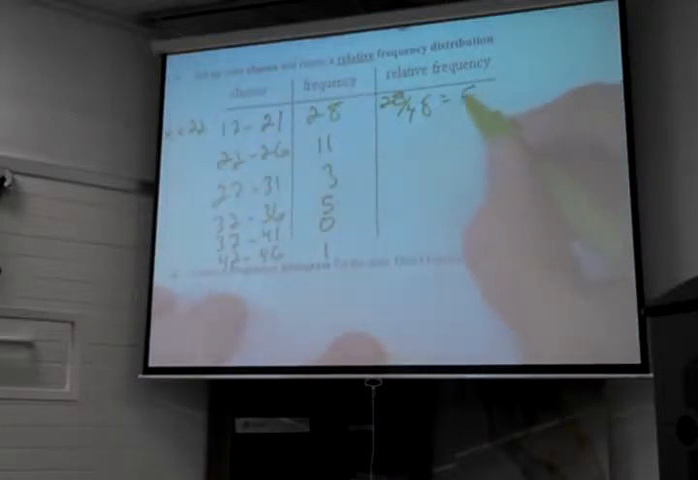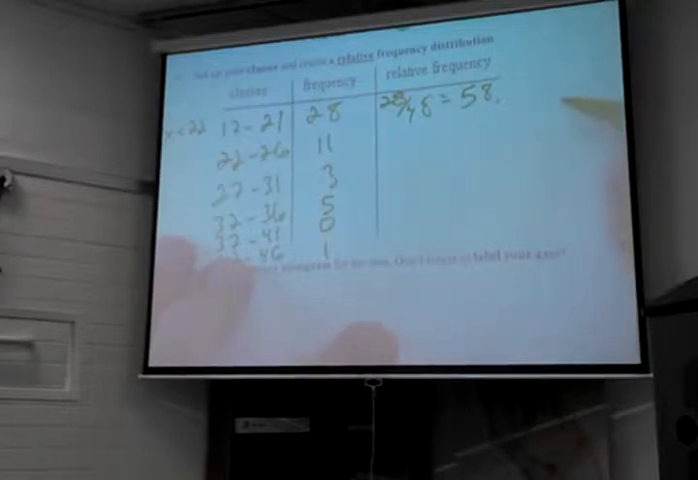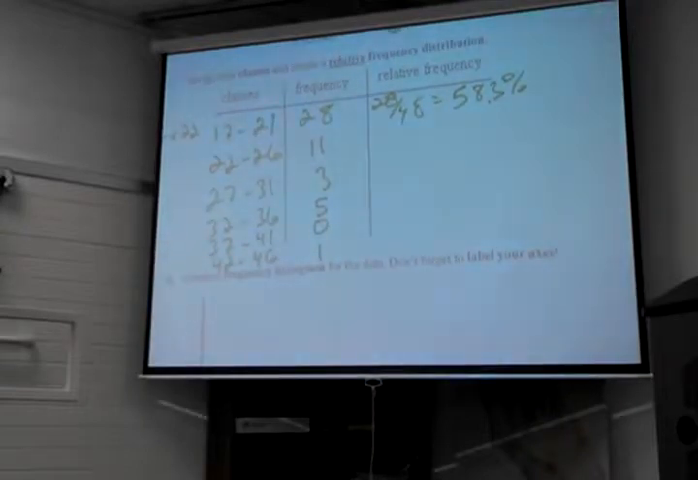58 point... No, 0.58. Sure. To make it into a percentage, I'm going to assume we can all do that. 0.583. Good. Move the decimal over a couple places, right? Because percent means per hundred, twice for the hundreds. Sweet. All right, you're with me now. Good.